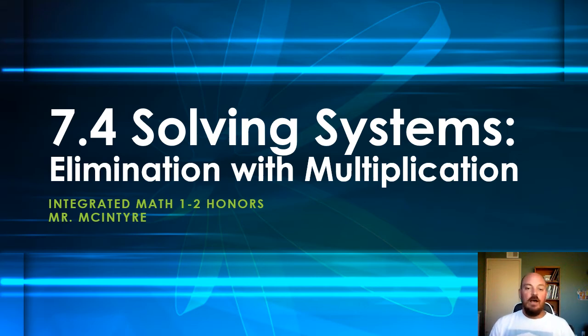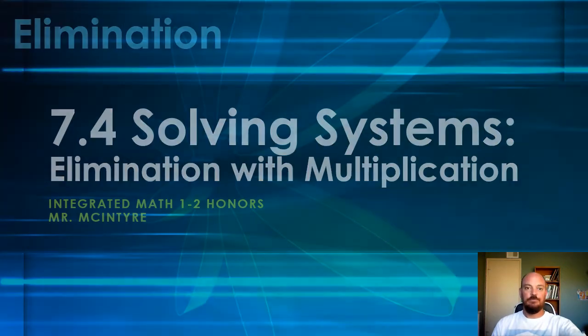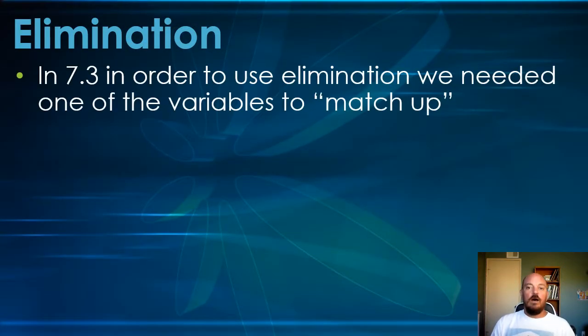Hi everyone. This is part 2 on solving systems by elimination. And what we said in part 1 is that you can solve by elimination as long as one of the variables matches up. And what I mean by that is like if you have a 2x and a negative 2x in your equations, you add them up and they're gone. Or if you have a 5y and another 5y, you subtract them and you're gone.